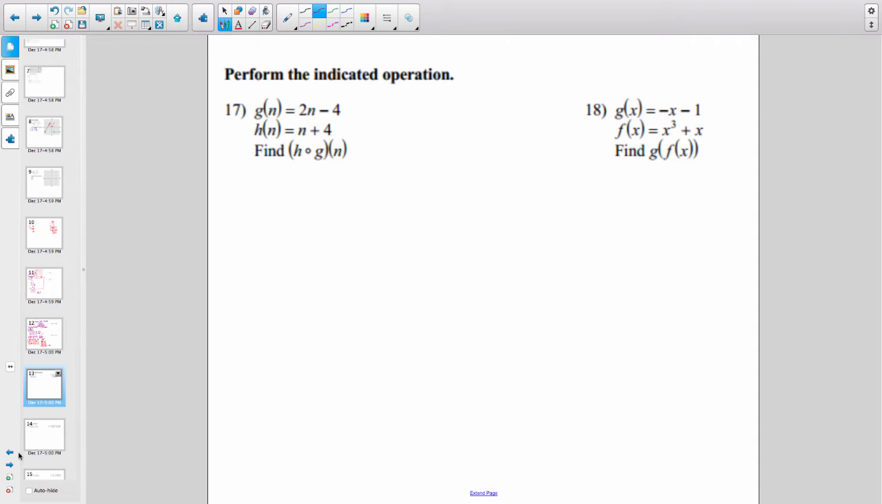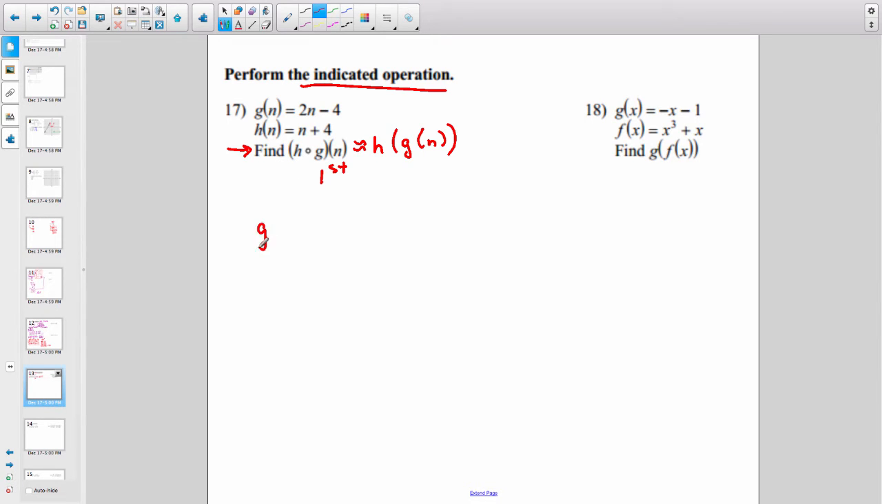Number 17, perform the indicated operation. And the operation is this: find h of g of n. Also written like this. Just so you know, these are the same. Sometimes a little o, sometimes nested parentheses. The most important part here is the g goes first, and you pass the answer back to h.